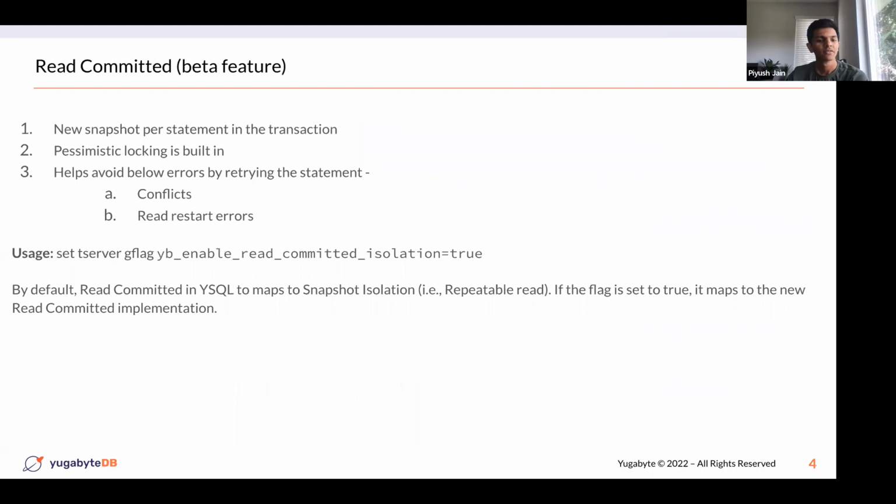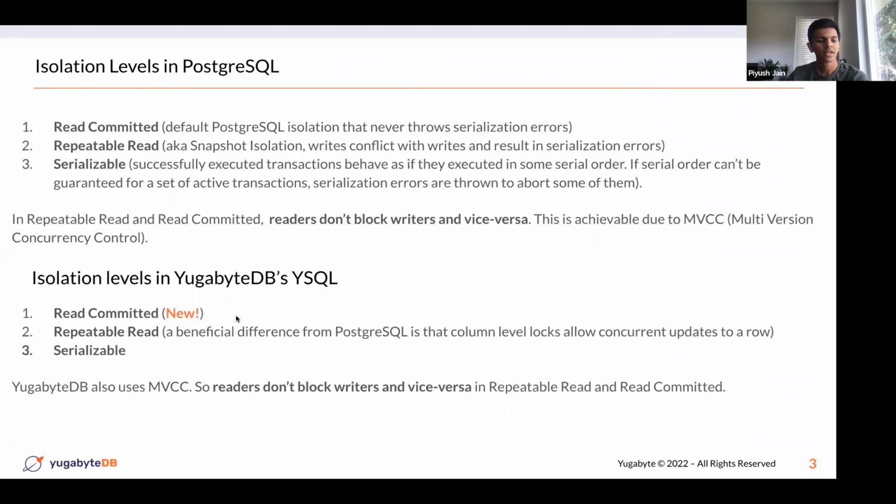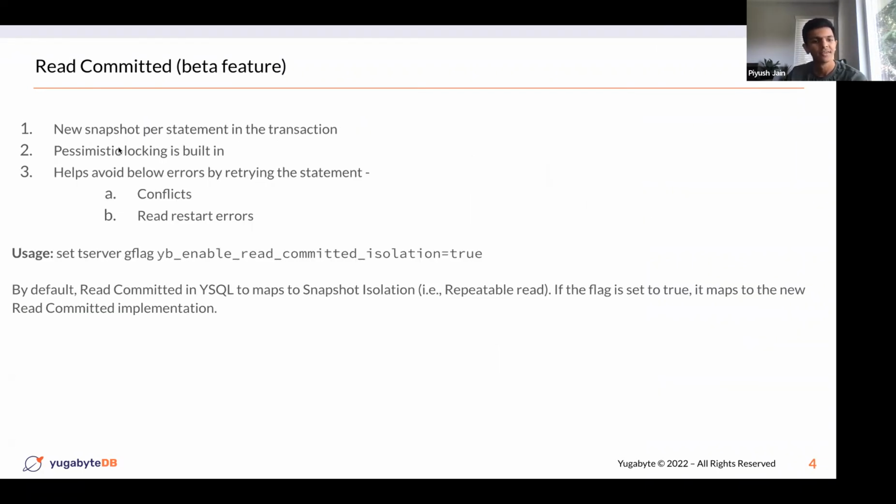Yeah. So moving on here, there are a few more points which I wanted to cover for read committed with the example, but let's move on actually. I already mentioned this, which is, we take a new snapshot per statement in the transaction. This is Postgres behavior. We have pessimistic locking built in via the exponential backoff polling, right? Now, the main takeaway is there are many people using Postgres who use the default isolation, which is read committed. And in Postgres, you don't see conflicts with this. So we do the same as Postgres. We don't throw conflicts. We handle it internally by rereading the row, etc.